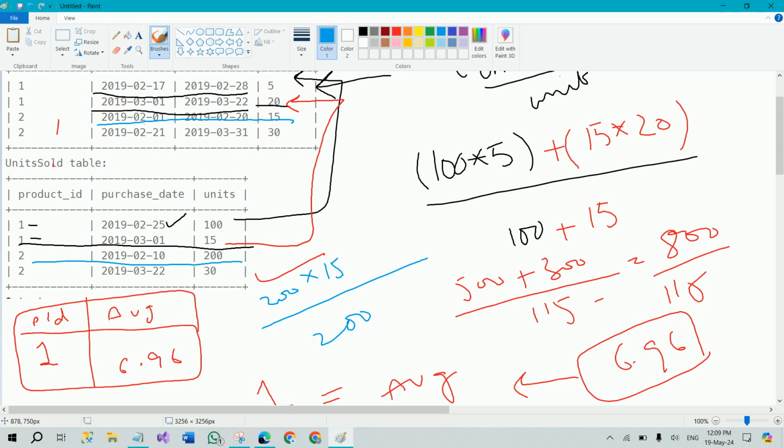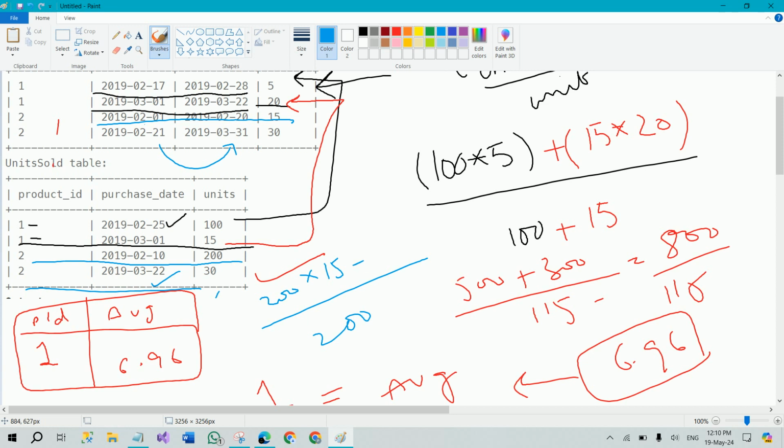Then we have another price for product with ID 2, which was valid from 21st Feb to 31st March. Now, do we have any record in this date range? Yes, we do have one record in this date range, that was on 22nd of March, which lies between these dates.